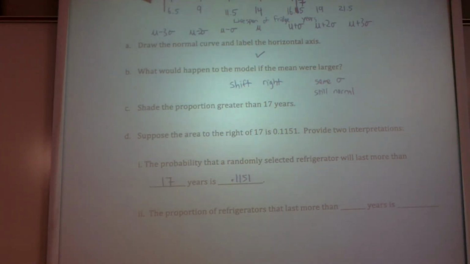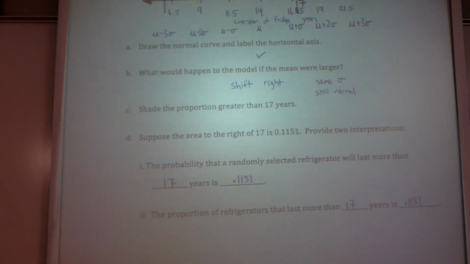So you could think of it as just choosing one fridge at random. What's the probability its lifespan is greater than 17 years? It's 0.1151. Or the proportion of refrigerators that last more than 17 years is 0.1151. So if you're thinking of randomly choosing one, or if you're thinking of all possible refrigerators of this style, either interpretation is correct.